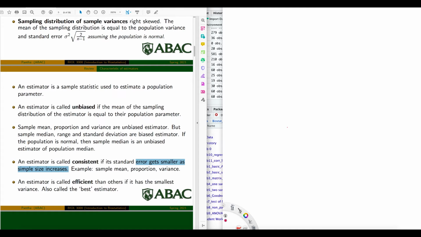The next one is the efficient estimator. An estimator is called more efficient than others if it has the smallest variance. So if you want to estimate a population parameter, and there is more than one estimator available, then the one with the smallest variance is called the efficient estimator. It is also called the best estimator.